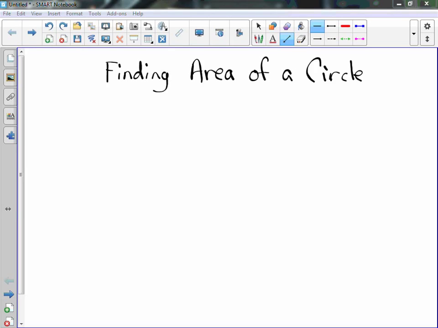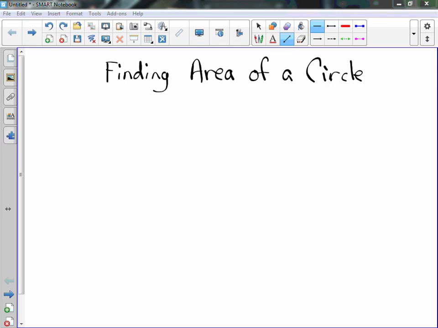Today we're going to find the area of a circle. So we've been working with area a little bit, and now we're going to move on to circles, which are a little bit more difficult. Well, maybe more difficult, depending.